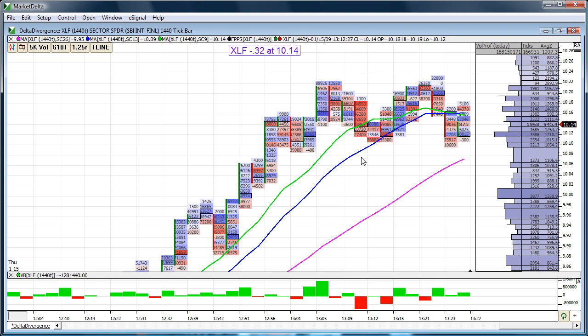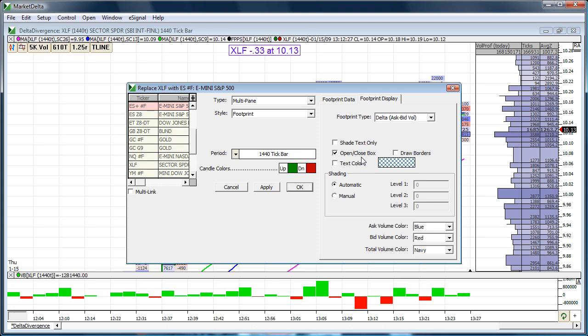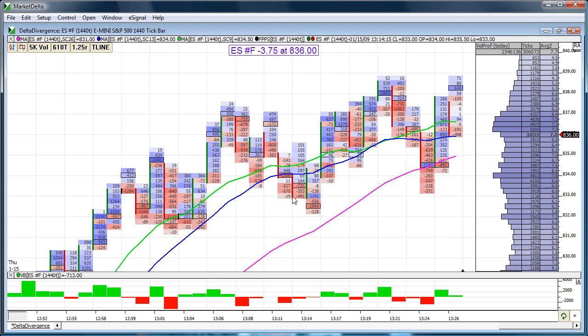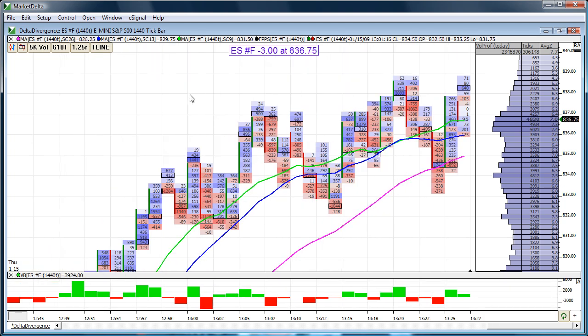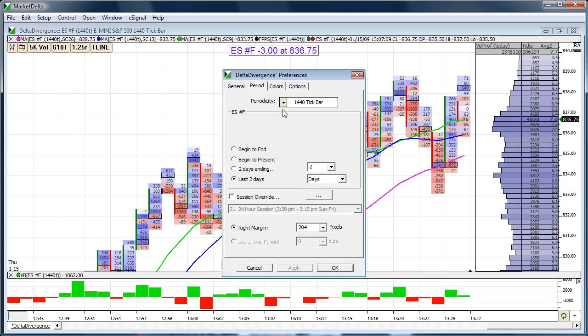So I'm going to change instruments now. I'm going to go to the S&P E-mini futures. And I want to change to a different periodicity, one that we haven't talked about yet. And it's a non-time based periodicity, just as an example.